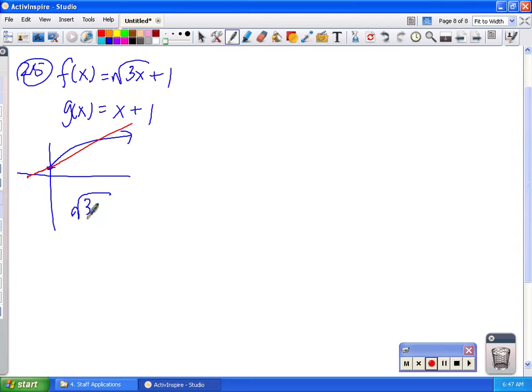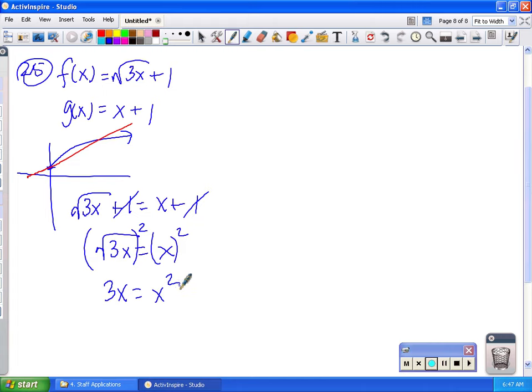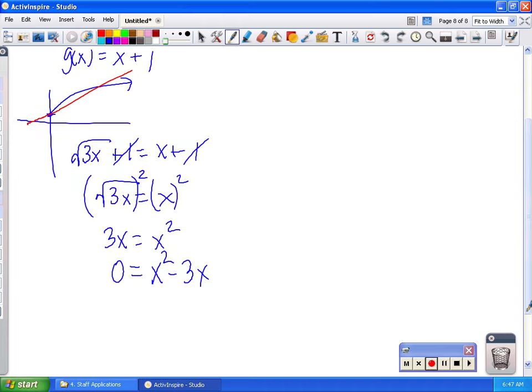So I'm going to set the square root of 3x plus 1 equal to x plus 1. The 1s are going to subtract out. So I'm going to move everything to one side. Well, actually, let's do this. I have the square root of 3x is equal to x. I'm going to square both sides to remove the radical, and I get 3x equal to x squared. Move everything to one side. 0 is equal to x squared minus 3x. Factor out the x, and I have x minus 3. So I have x equal to 0 and x equal to 3.